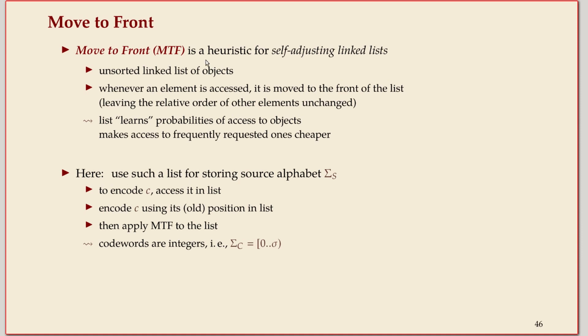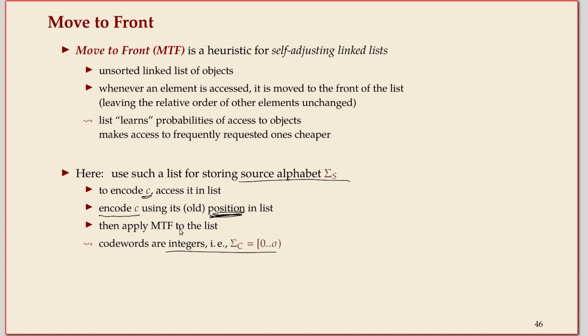We'll use a move to front list for storing the alphabet of our text. And if we want to encode the next character, we access it in the list, well, in the sense of MTF access. But before we move it around, we encode the character using its position in the list. Okay, so we replace characters by indices. That also means the code words are integers from that range. And after we encoded a character, we then apply the move to front transformation to the list.